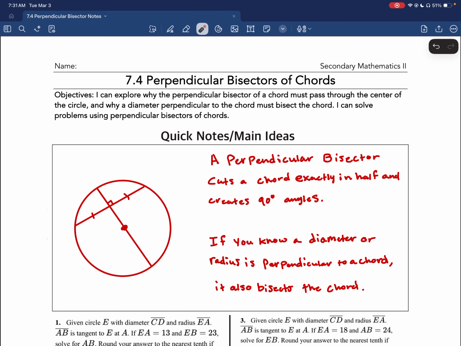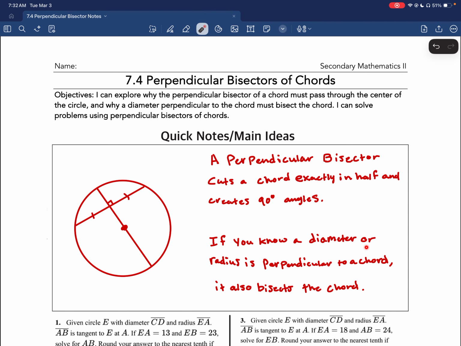Now, when we have a perpendicular bisector of a chord, it's when a chord gets cut exactly in half and it creates 90-degree angles. If we have a chord, so say we had this original chord, and it made a 90-degree angle with another line, then these two sides, where it gets cut in half, have to be equal to each other. That's what a perpendicular bisector says.